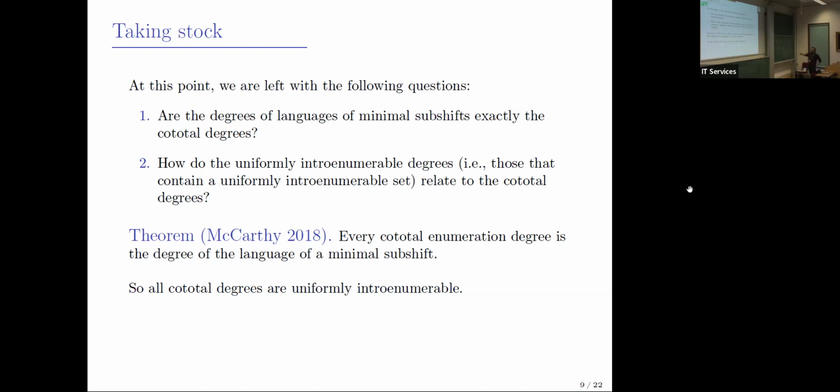Now, that conclusion doesn't require this full theorem. There's an intermediate step where you already have this conclusion, and that's the step from the cototal degrees to the degrees containing e-pointed trees. And McCarthy's proof passes through that step. So I'm going to talk a little bit about e-pointed trees. I'm going to bring all of these different classes back together in a diagram in a little bit. So, hang in there.